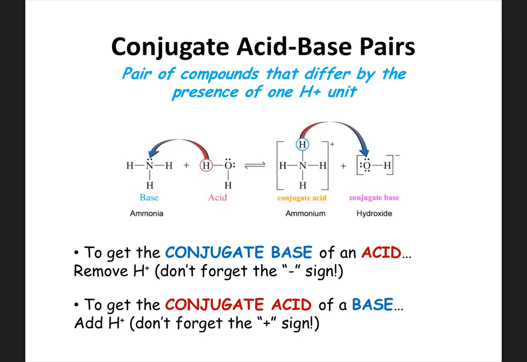So if we look at this example, the NH3 is going to be the base. If you want to get the conjugate acid, just add an H plus to it. All right, it becomes NH4 plus. So think about it in terms of either removing an H plus or adding an H plus here, but you definitely need to be able to do this. If you want the conjugate base of an acid, pull off an H plus. If you want the conjugate acid of a base, add the H plus.